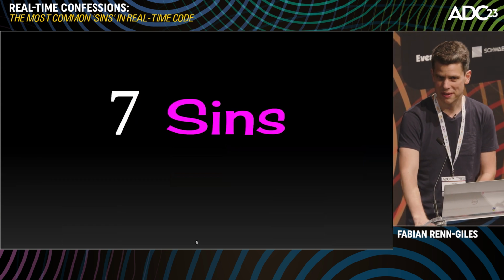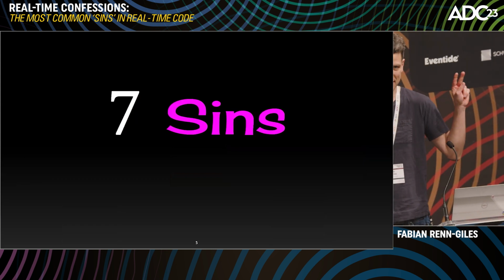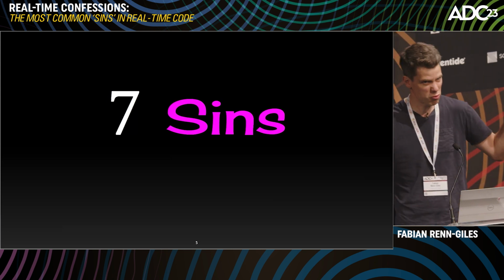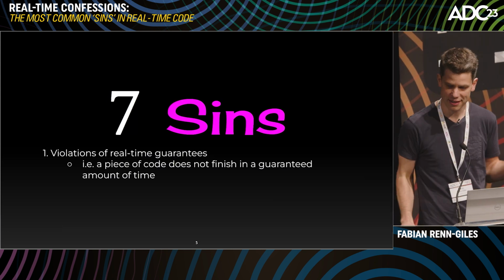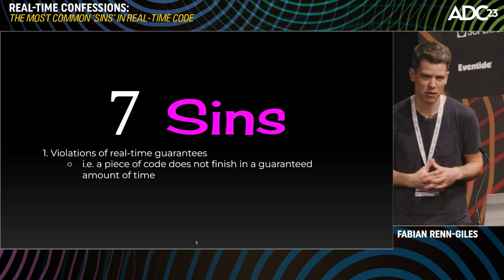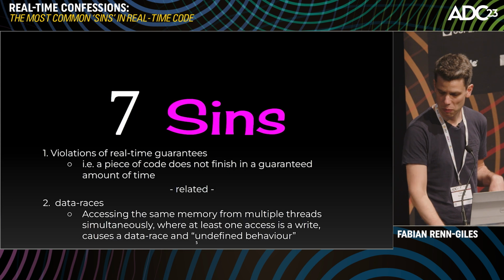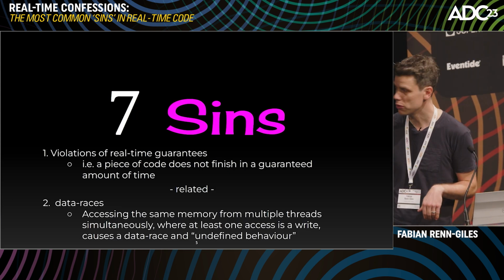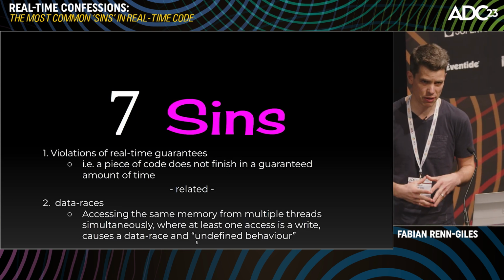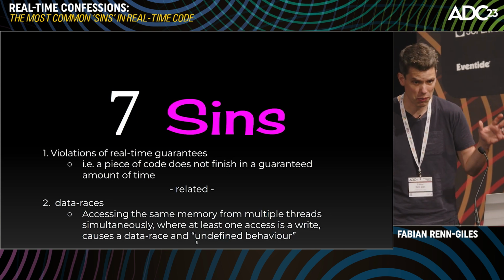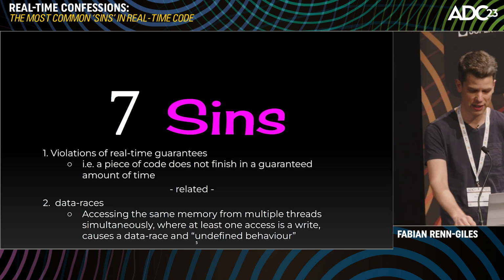Okay, so the 7 sins. What do I mean by a sin? We're talking about real-time code, so obviously a sin is some violation of the real-time guarantees, but really closely related: when we write real-time code, we often use atomics, and it's really easy to write data races. So I'm going to be talking about both, not only real-time violations, but also data races.